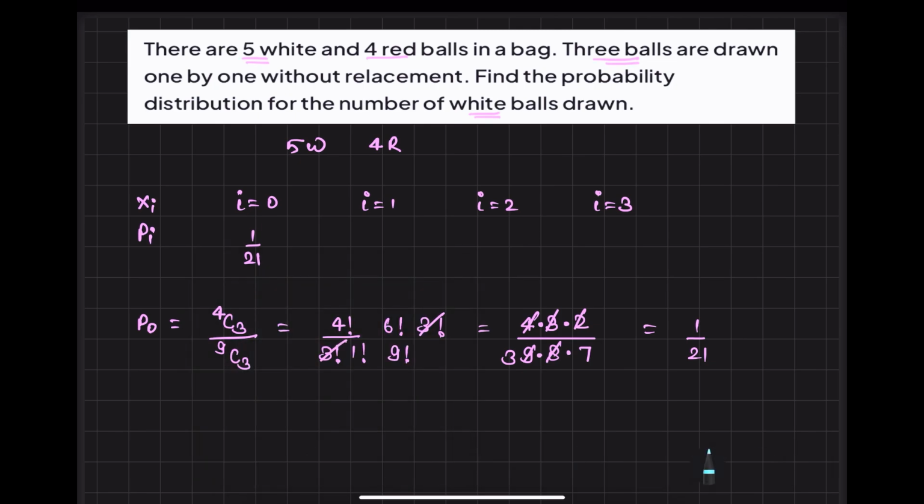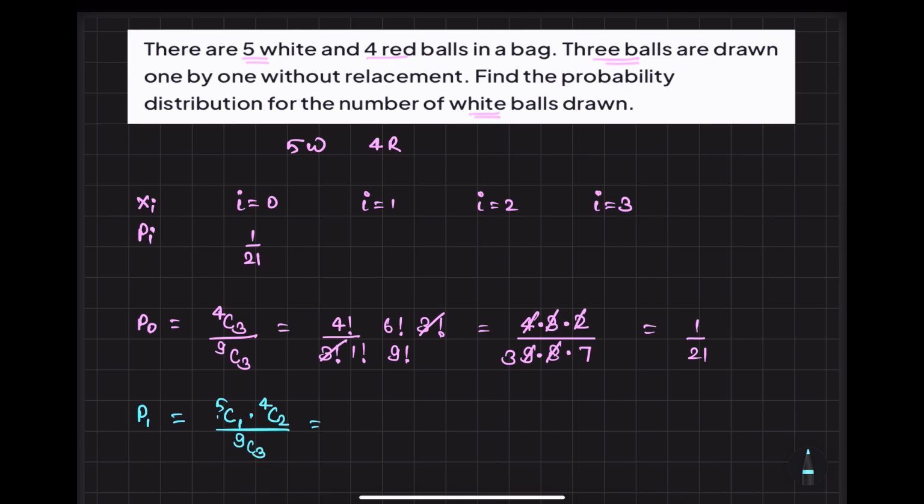Now we have to go with P1. P1 means 1 white, which means 1 white and 2 red. So 1 white means what? There are 5 white balls, out of which you have to select 1. Then only you will have 1 white. And then out of 4 reds you have to choose 2 red. So 4C2, and then we have 9C3.